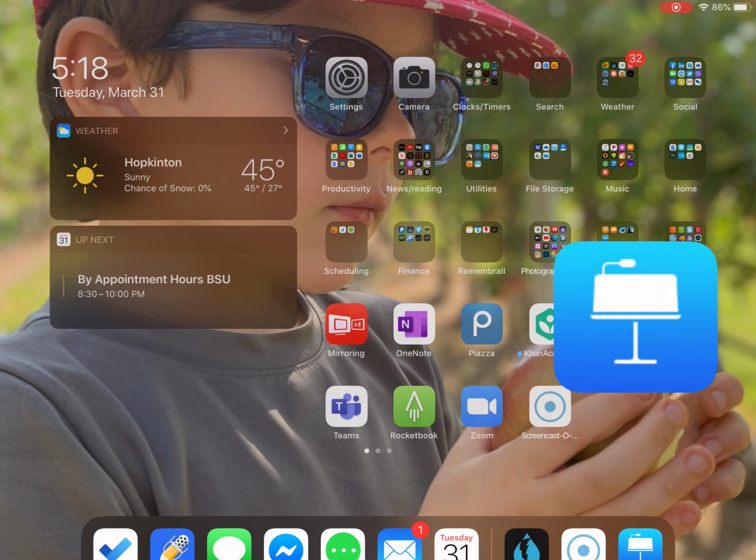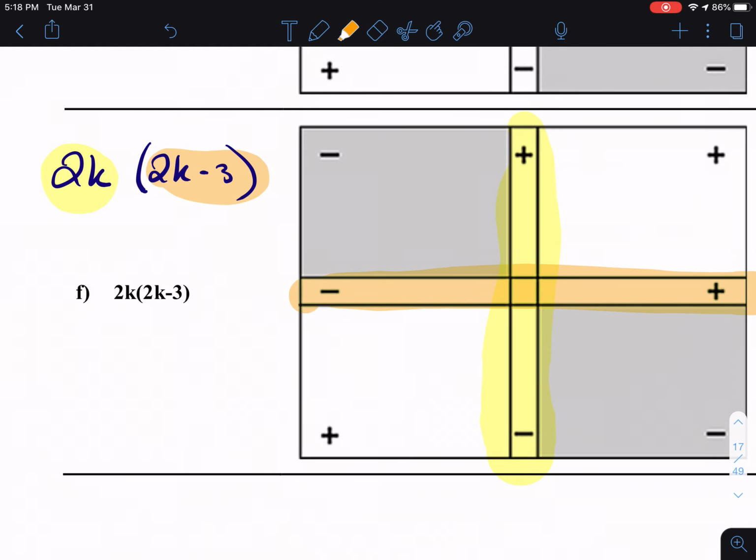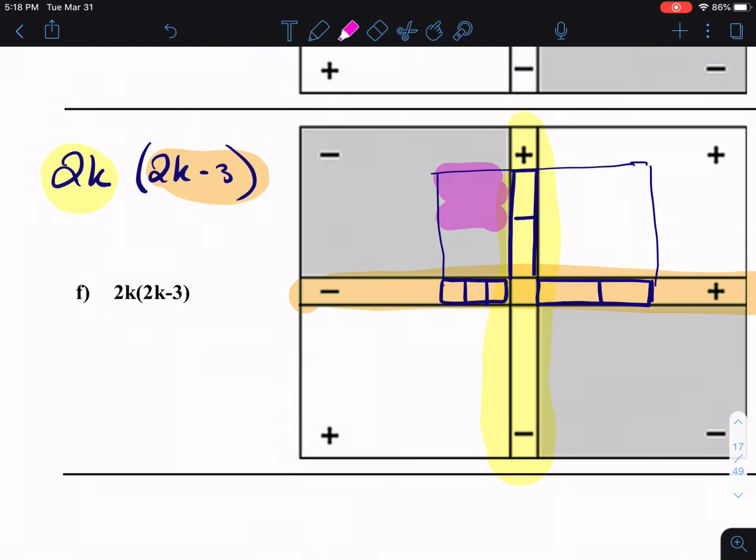So let's redraw this on our representation here. So we had 2k, that's our 2k, times 2k minus 3. And our rectangle that we are going to be looking at is this rectangle. So that's what we're going to be looking at for the area. This space and that space. And one of those spaces is positive, the other space is negative.